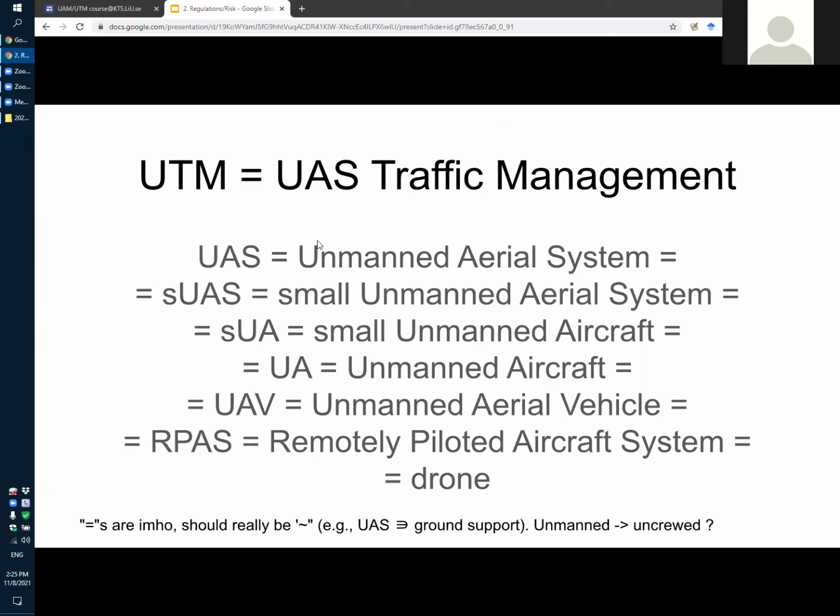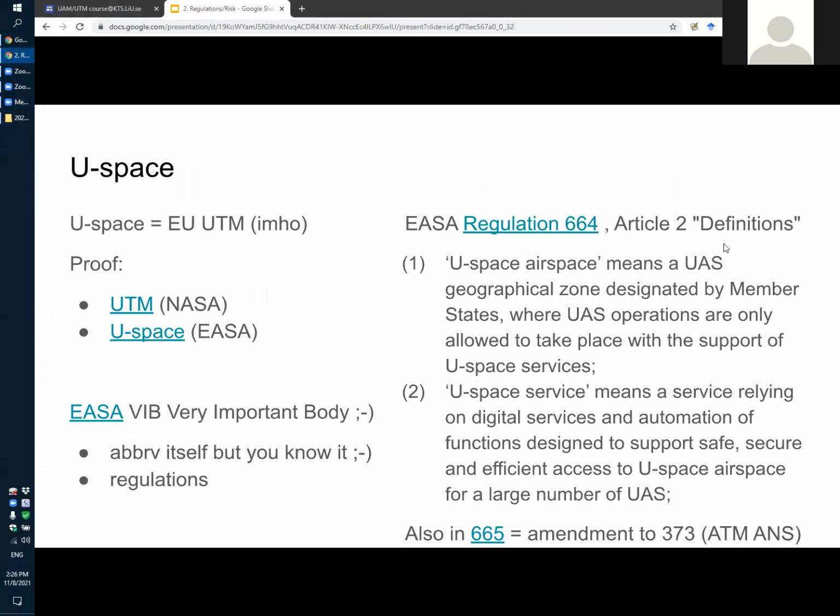Now, I put here all these equality signs, but really these are approximately equal. If you do go into the nitty-gritty details, the unmanned aerial system, the system is not only the aircraft, but also some ground support systems. And I'm hearing more and more that unmanned is called uncrewed, to distinguish between the remote pilot and the pilot on board, and so on. So again, this is just to say that the terminology hasn't been settled, but if there is no confusion, it's fine to use any of these terms.